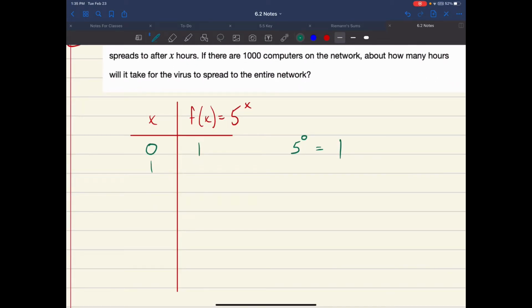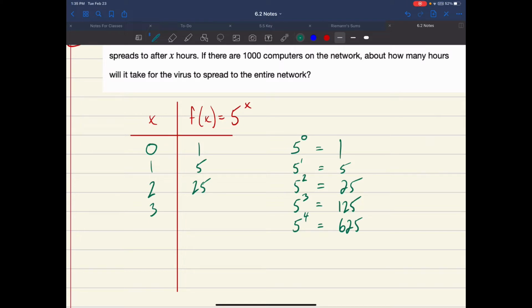If we plug in a 1, we have 5 to the first, which is 5. If we plug in a 2, we have 5 squared, which is 25. Plug in a 3. 5 to the third is going to be 25 times 5. So you'll have 125. 5 to the fourth. It's going to be 125 times 5, so that would be 625. And then once we get beyond that, the numbers start increasing very quickly.